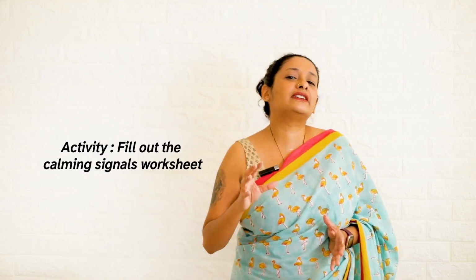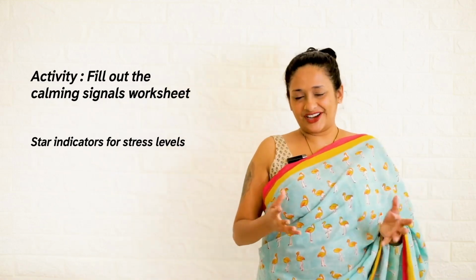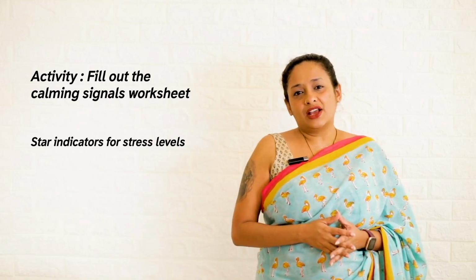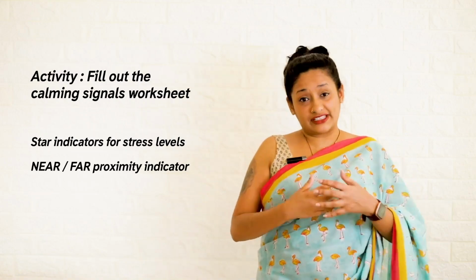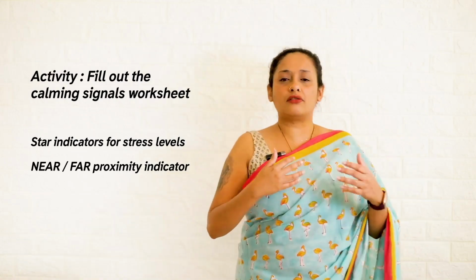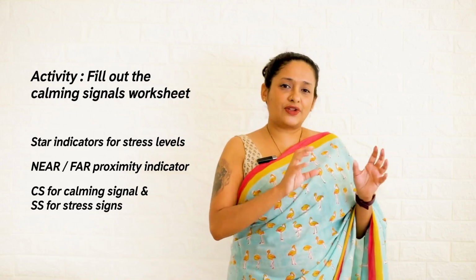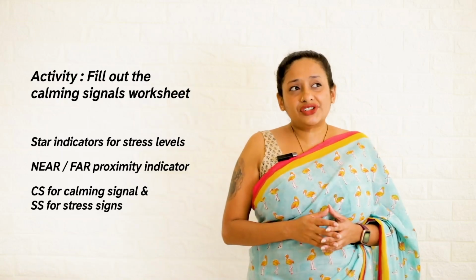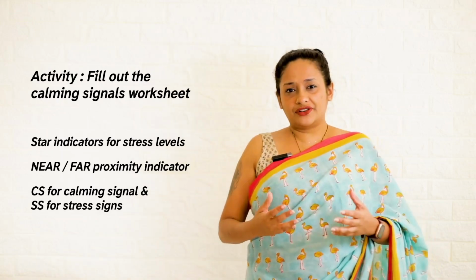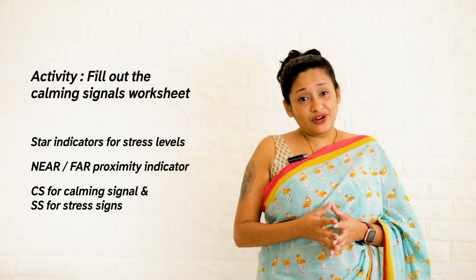So in the worksheet, I'm going to ask you to take a guess. For each of the signals, what do you think is the stress level that the signal is used in? 1 star being no stress social interactions and 5 star being quite tense. Also think about whether the signals are used in close proximity to the one that the dog is signaling to, or at a distance, so near or far. And also think about whether they are calming signals, for which we have CS to indicate, or stress signs, for which we have SS to indicate. Stress signs being behavior driven by a physiological change as a response to stress. So that's what I would like for you to think about.